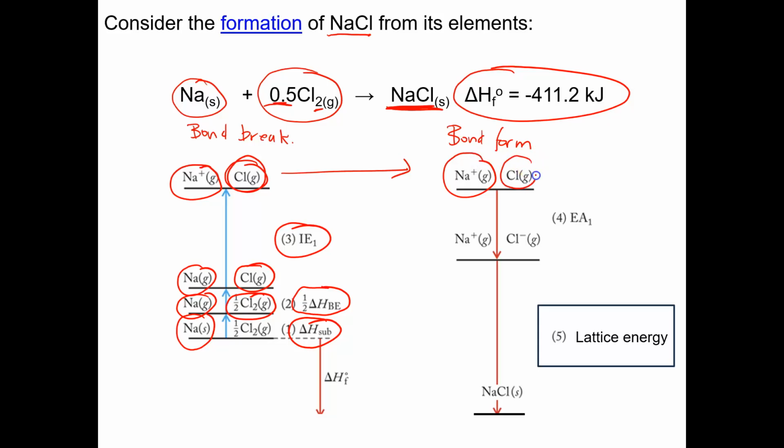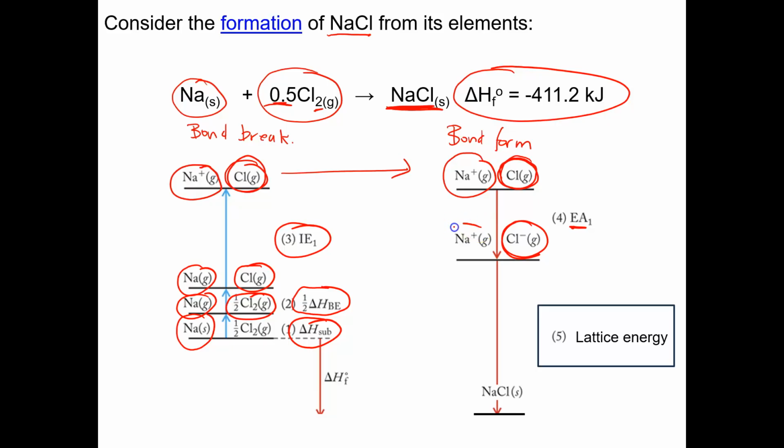What I'm going to do now is add an electron, bond an electron to the chlorine atom to make the chloride anion. And the energy that's released in that step is called the electron affinity for chlorine, and we call it the electron affinity 1 because it's the energy to add the first electron.